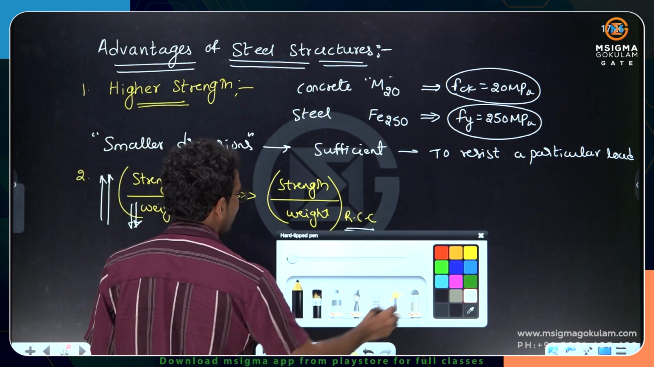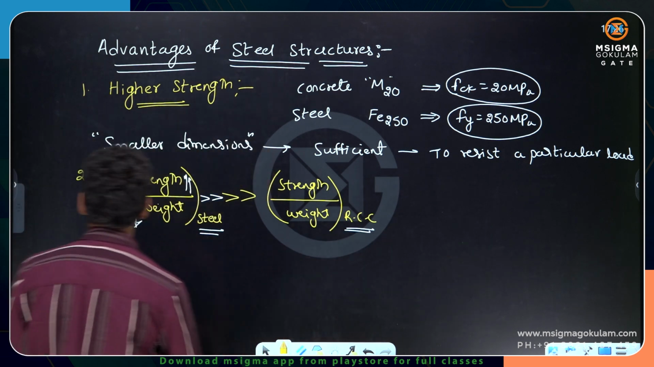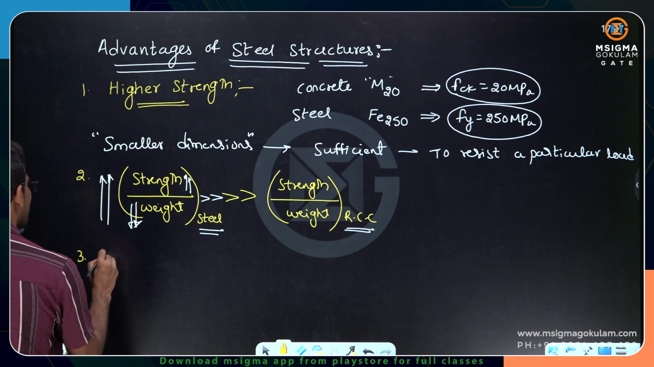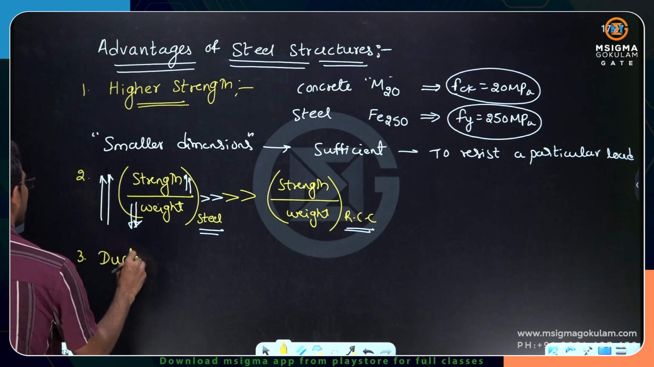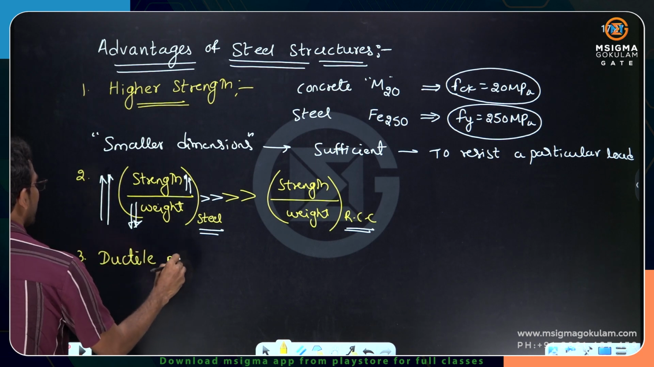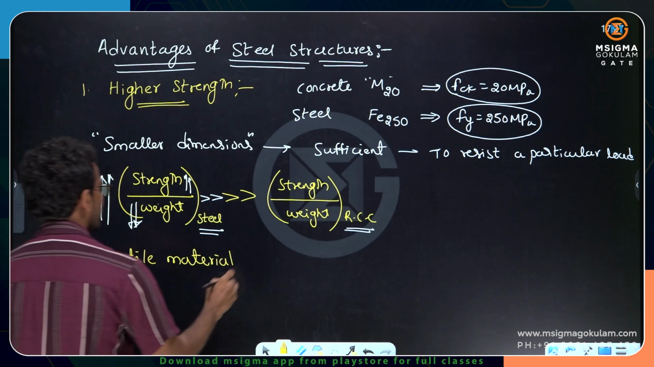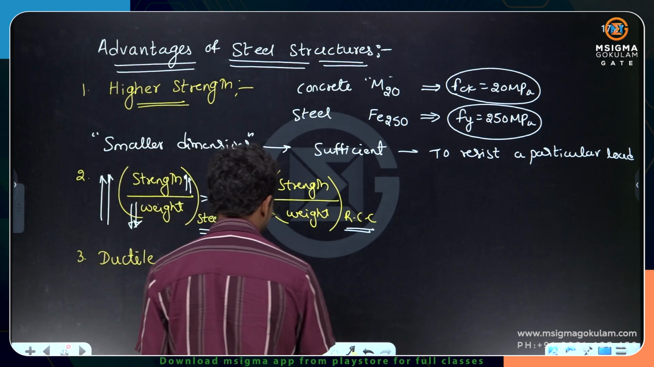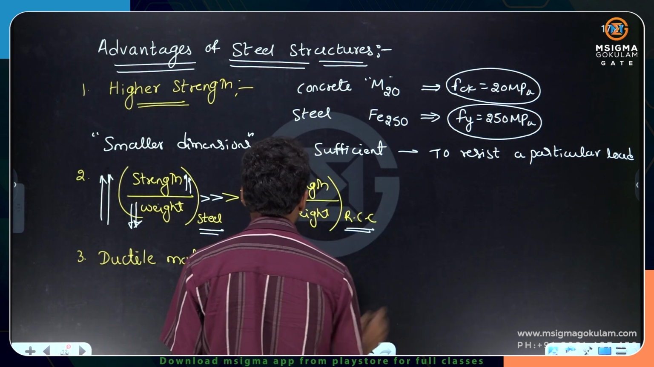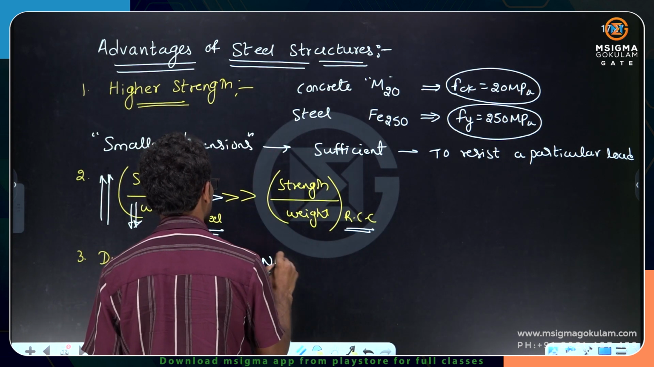Now, a very important thing you have to understand is that steel is a ductile material. We can say that if it is a ductile material, there is no chance of sudden failure. I can say that.